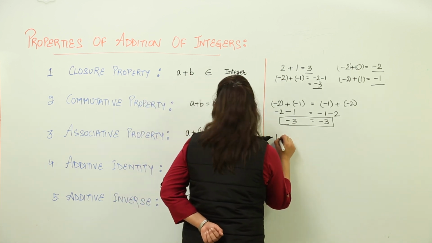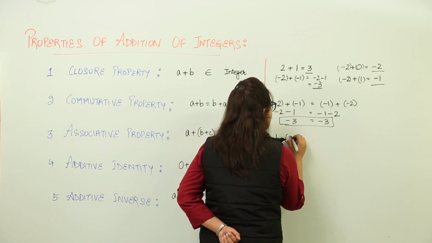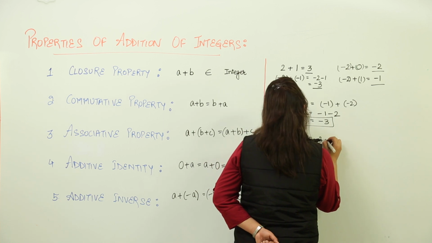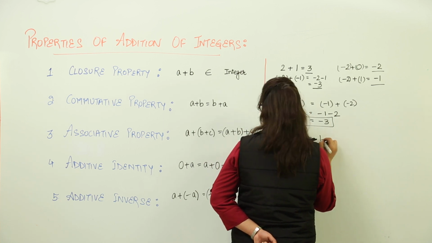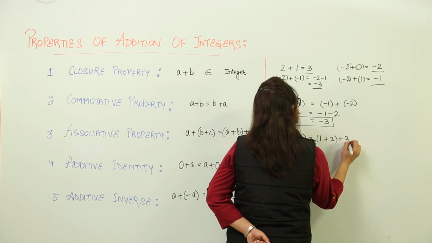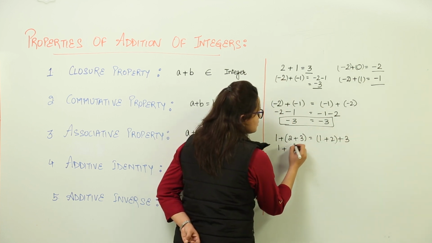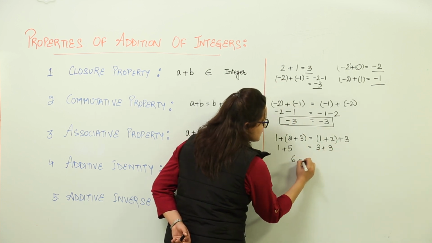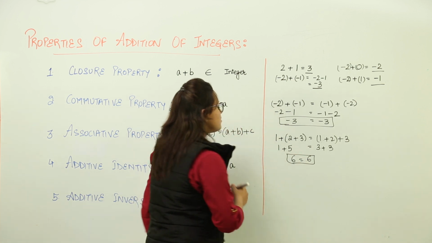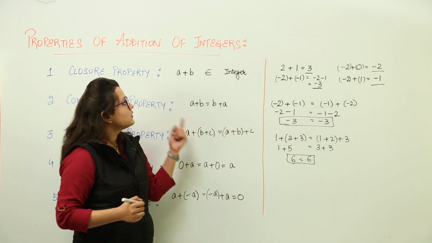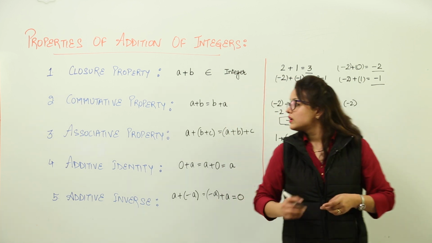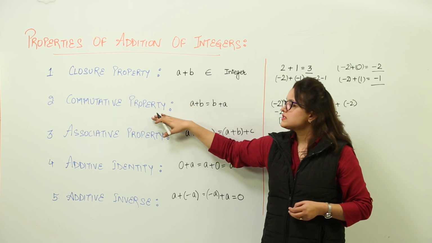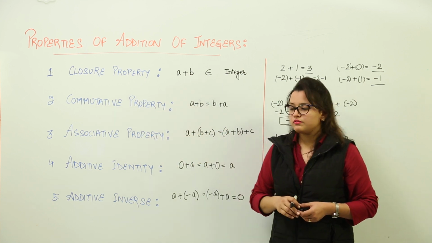If we want to add 1 to the sum of 2 and 3, what would we get? We should be getting the same as we would get if we add 1 and 2 first and then add 3 to it. Let us check. 1 plus 2 plus 3 gives 5, and 1 plus 2 is 3, and 3 more gives 6. So we get 6 equal to 6. Here also we are finding that the addition of integers is associative. The addition is satisfying the closure property. It is commutative as well as associative.